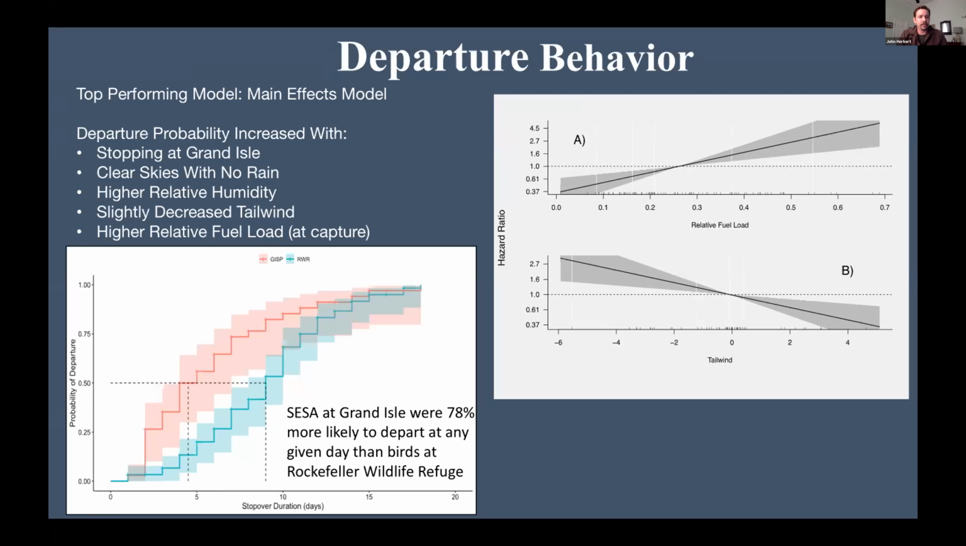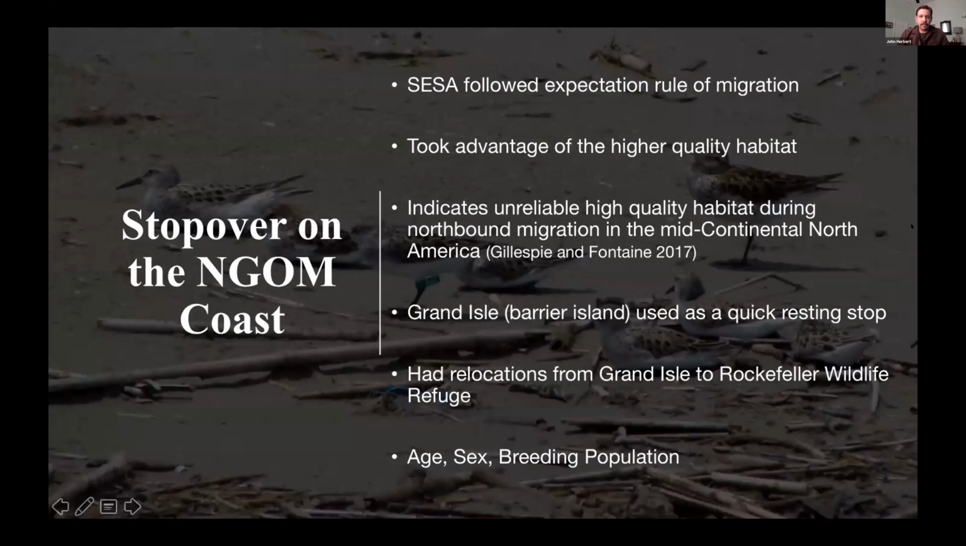And then at higher relative fuel load, again, that makes sense. As they had more fuel load, they were departing. So around a 0.25 fuel load was the threshold when they were more likely to depart the Gulf Coast and continue northbound migration.